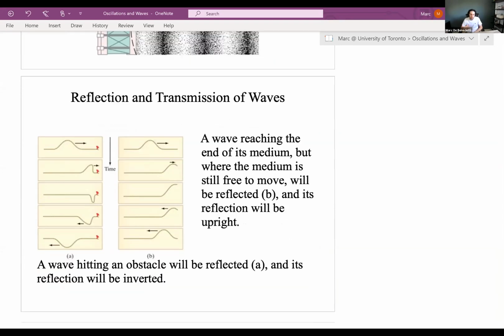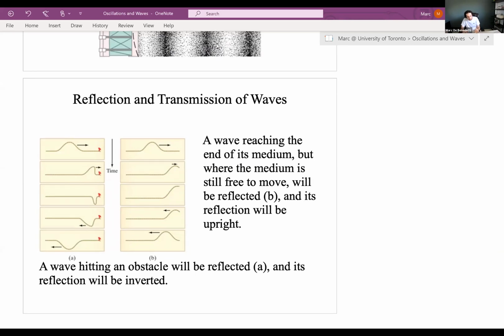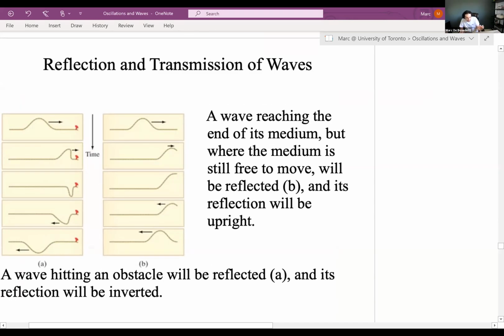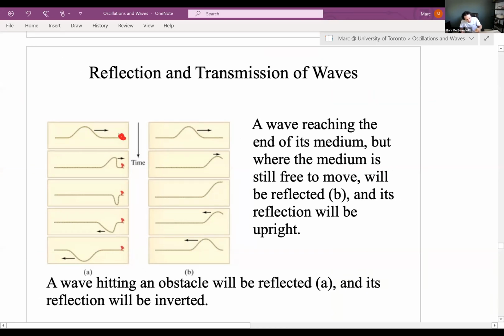Okay, reflection and transmission of waves. If you send a wave pulse forward, let's say along a piece of string, and you nail the piece of string at the end, then as the wave pulse is moving forward, it'll run into this nail and it'll try to pull the nail up, but the nail won't move because the nail is nailed into a piece of wood. So if you try to pull up on something that doesn't move, what you're actually doing is you're pushing yourself down. If you don't believe me, try grabbing your car.